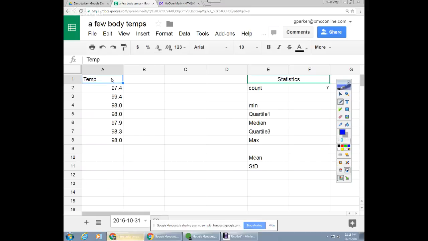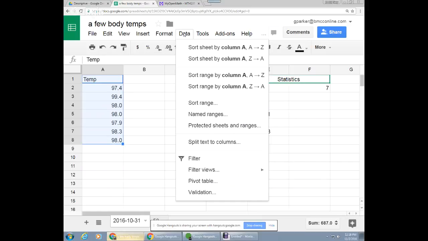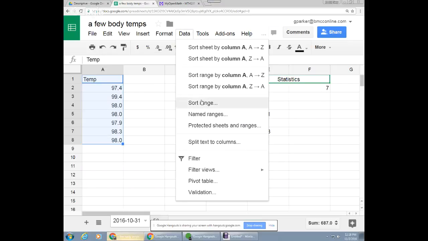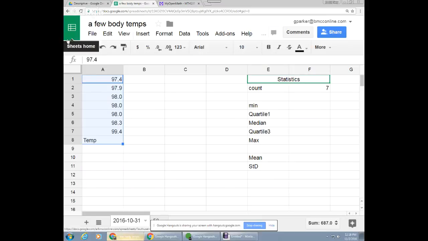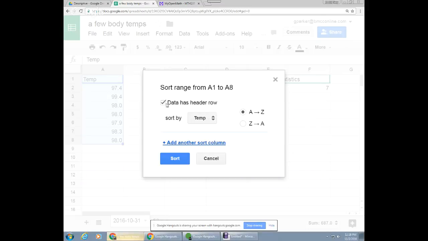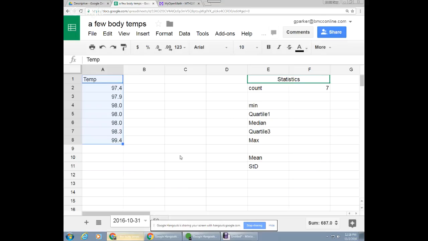So on a spreadsheet, if I want to just sort this stuff here, then I highlight it, I go to data, and then I want to sort range. If I try to say like sort sheet, what that will do is it'll shuffle all the rows, so this stuff will get mixed up too, and I want those to stay the way they are. So either I can say sort range, or I can say just the stuff I highlighted, sort it. Oops, I forgot to tell it I had a header row. So I have to go into sort range and say my data has a header, sort temp. There we go. So now they're in order.